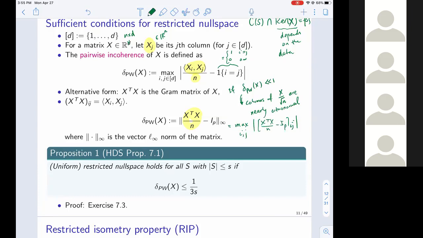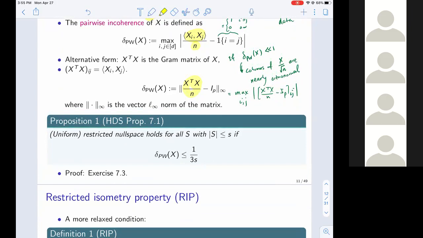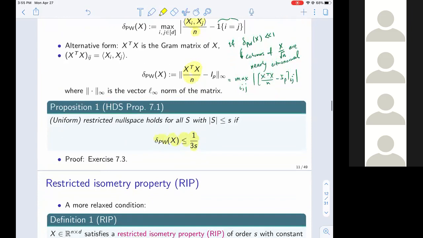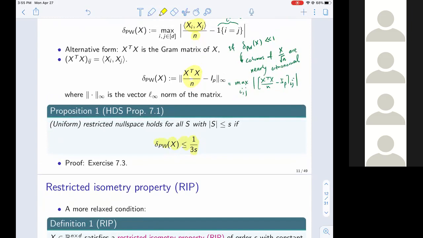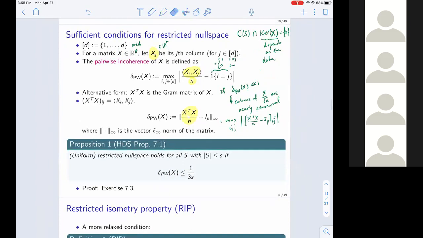And so proposition 7.1, which I believe you also show in one of your homework problems, is saying that in order for the restricted null space property to hold for all S of size at most little s, it's enough to have this pairwise incoherence constant being less than 1 over 3s. That's one possibility. So you can see that it means things are much smaller than 1 when s is large. So this is one sufficient condition.